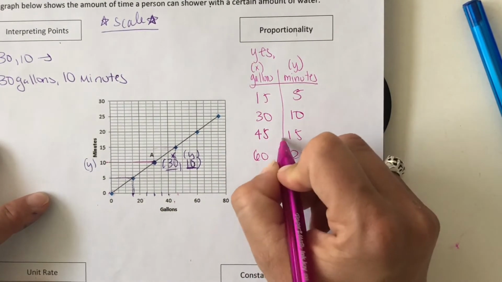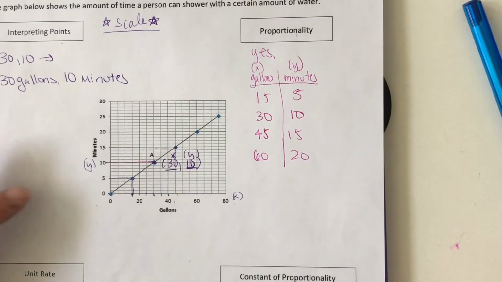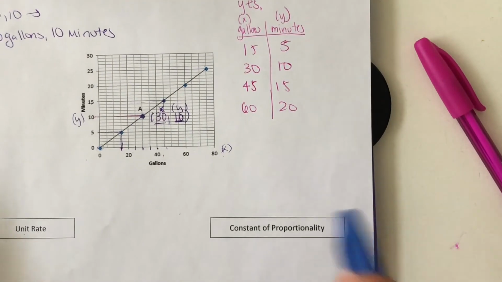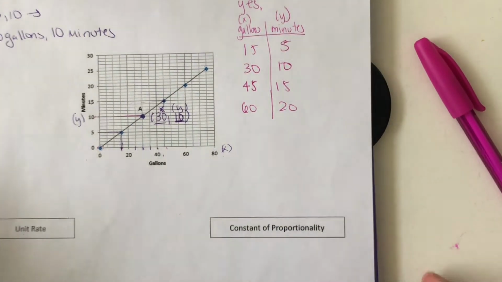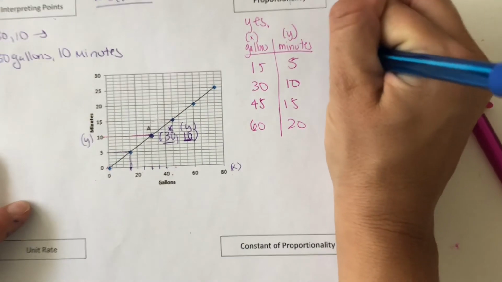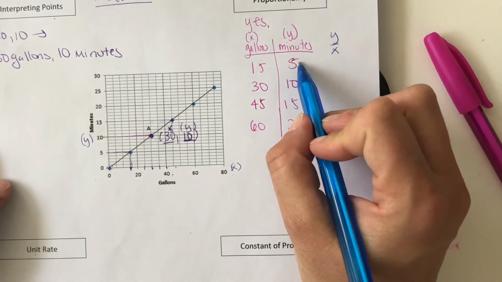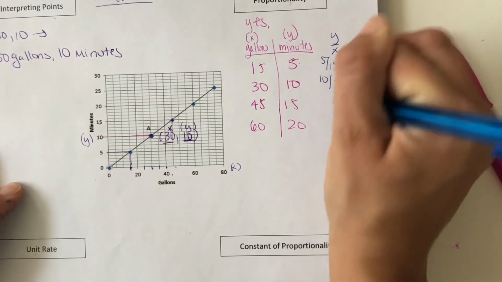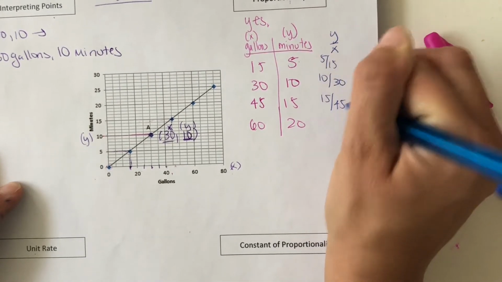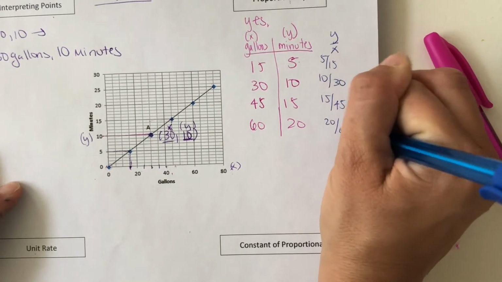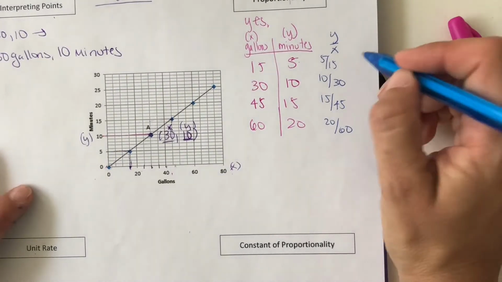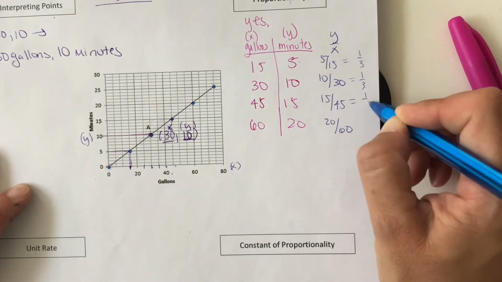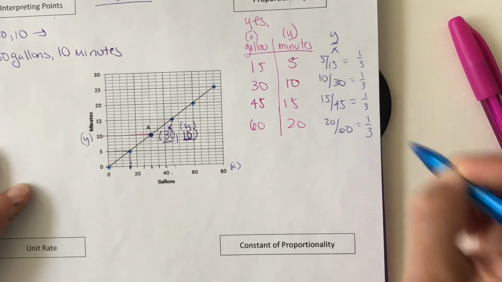60 gallons, 20-minute shower. So, looking for that constant of proportionality, which will lead us down to our next step down here, is we do y divided by x. So that would be 5 divided by 15, 10 divided by 30, 15 divided by 45, and 20 divided by 60. And if I simplify all of these fractions, I see they all simplify to 1/3.